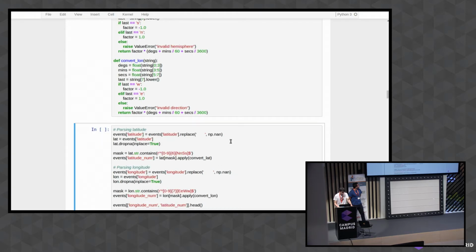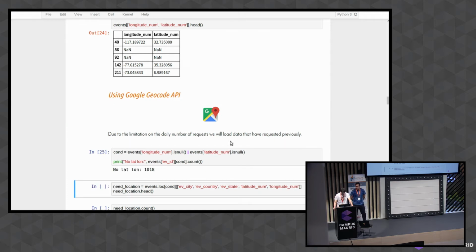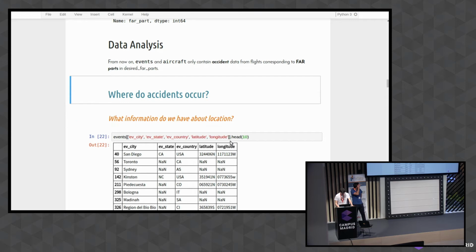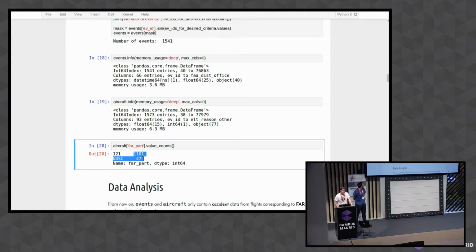We have some functions to do that based on regular expressions and the conversion from hours to minutes and all of that. After that process, we find that there are more than 1,000 events with no location at all. I don't know if you saw that before, but after the filtering, we will be working with, here we see, 1,500 events.